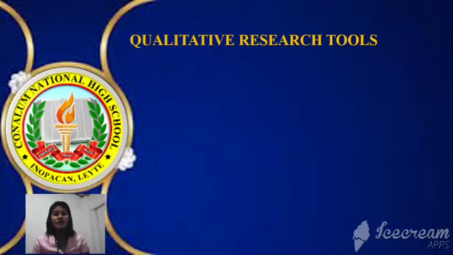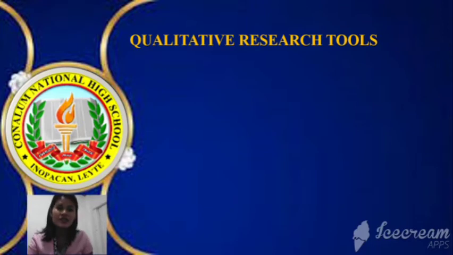Okay, so let us now talk about qualitative research tools. When we say qualitative, this includes words, sentences to paragraphs. Then when we say quantitative, this includes numbers and graphs and figures. So that is the difference between qualitative and quantitative. But let us discuss first what is qualitative research tool.